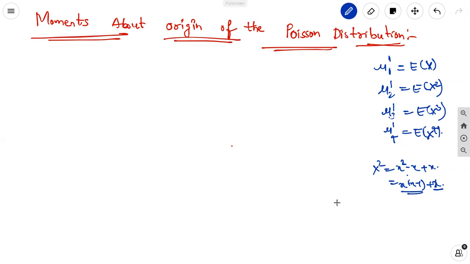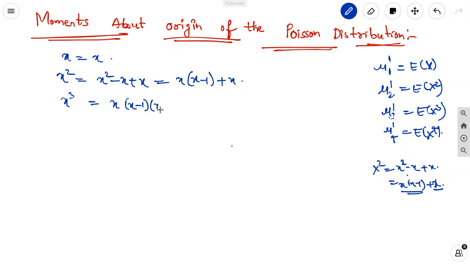In the third moment, x cube can be written as, first x we can write as x only. The x square can be written as x square minus x plus x. We can add and subtract with x. In the first two terms, x is taken common, x into x minus 1 plus x. So x cube can be written as x into x minus 1 into x minus 2 plus 3x into x minus 1 plus x, just like in the binomial distribution.